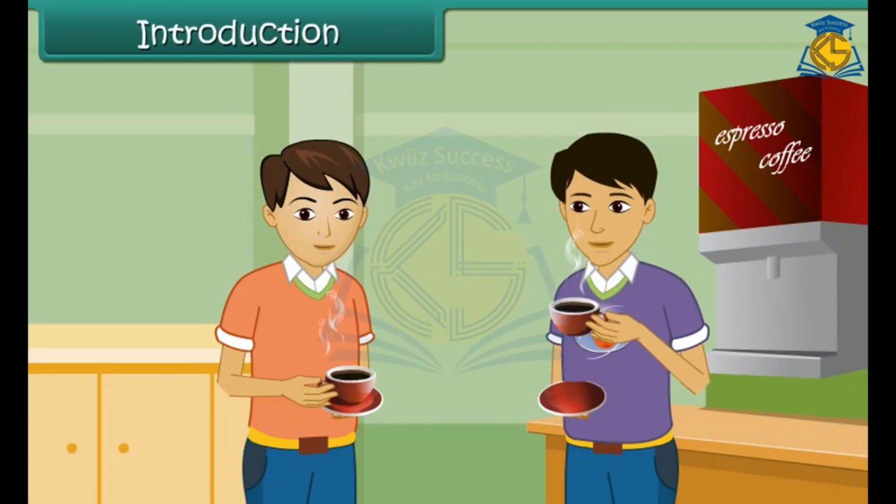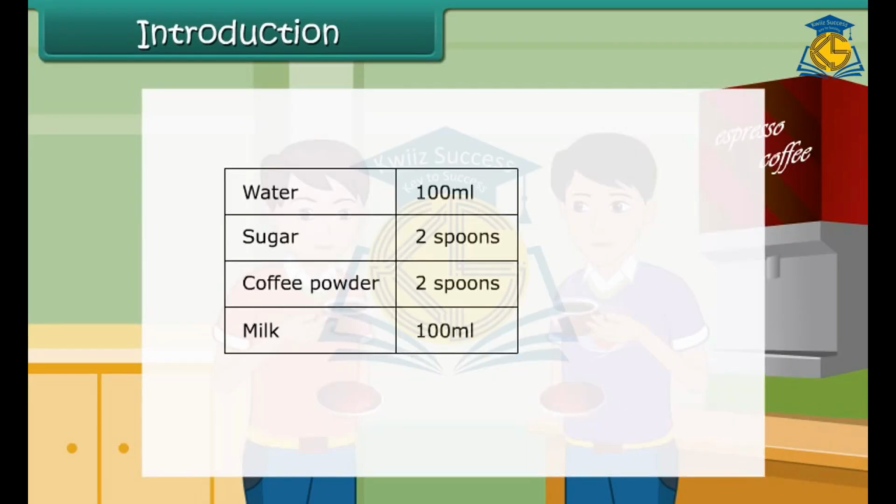Introduction. Michael prepares coffee for himself and his friend. He uses 100 milliliter of water, 2 spoons of sugar, 2 spoons of coffee powder and 100 milliliter of milk. How much quantity of each item will he need if he has to make coffee for 10 people? If each ingredient is multiplied by 5, then he can prepare coffee for 10 people.